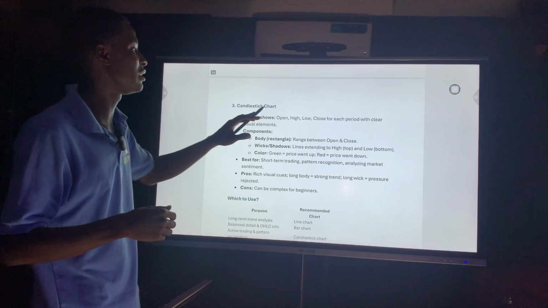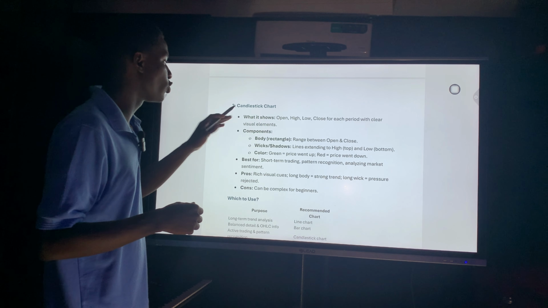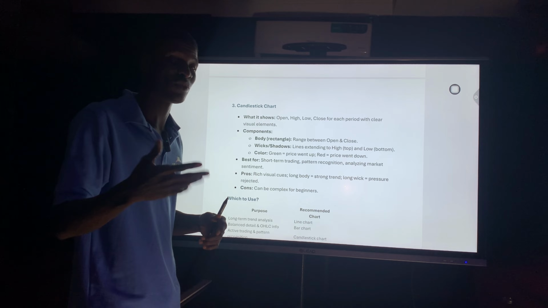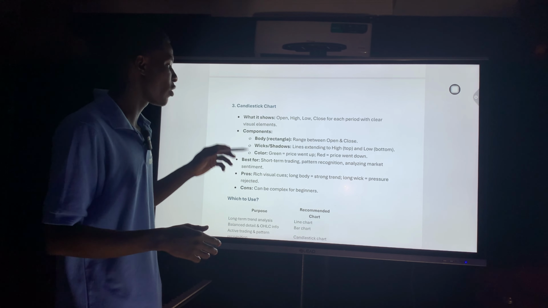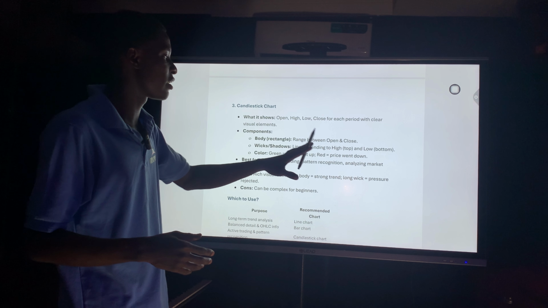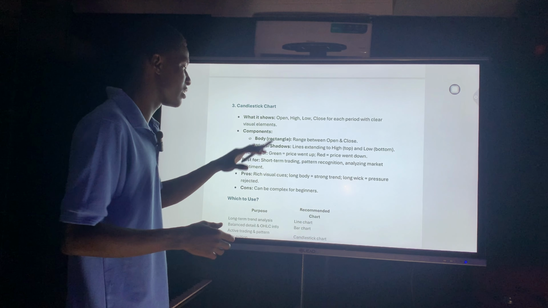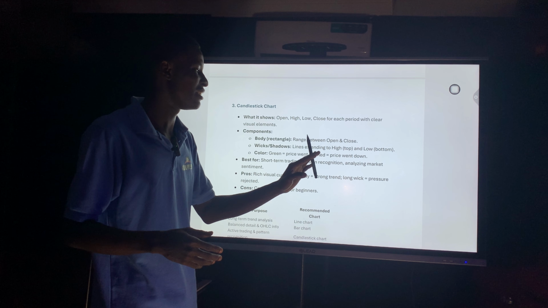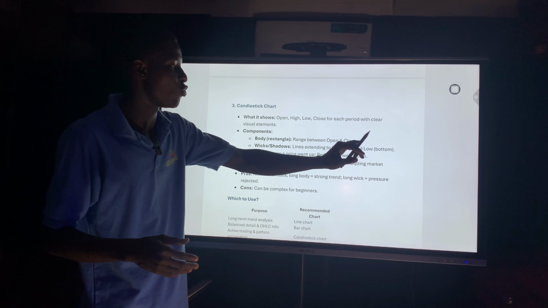Then we have the candlestick chart. It shows open, high, low, close for each period with clear visual elements. I would recommend that as a beginner trader, you should go for the candlestick chart because it's much easier and more open for you to understand and to learn faster. What are the components? It has a body, a rectangular shape, the range between open and close, and wicks or shadows, lines extending to the high at the top and the low at the bottom.